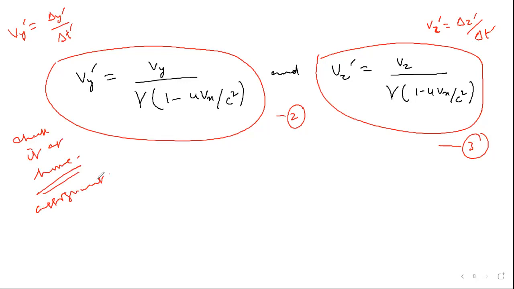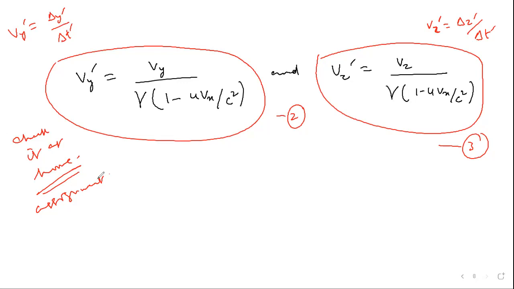So Vy prime is the y prime component of the velocity of the particle as measured by S prime observer. Vy is the y component of the velocity of the same particle as measured by observer S. Gamma is the Lorentz factor. U is the relative velocity of the two frames. C is the speed of light.